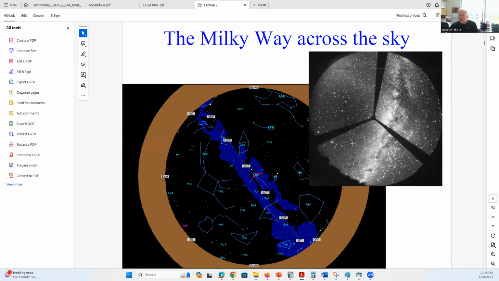So here's a picture. If you go to a really dark location, you can see the Milky Way stretch across the sky. Even here sometimes, if conditions are just perfect, you can get an idea of where the Milky Way is. And it's just this line of stars and dust and everything that stretches out across the sky.